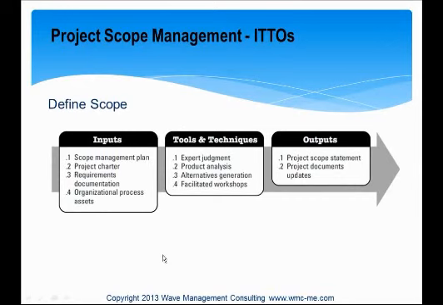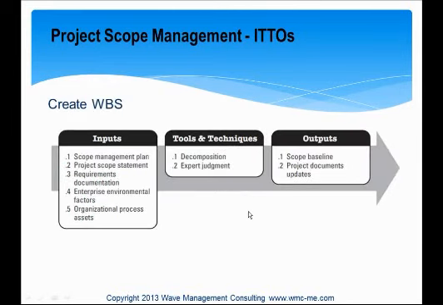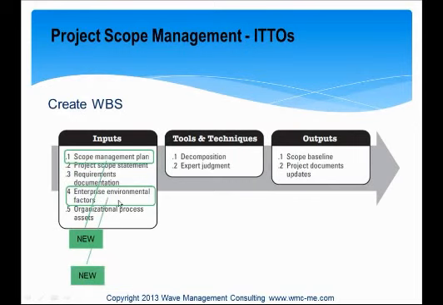Define scope. They introduced scope management plan as a new input. They renamed identification to generation, so it's now called alternatives generation. Create WBS. A new input, scope management plan. Another one, EEF, enterprise environmental factors.